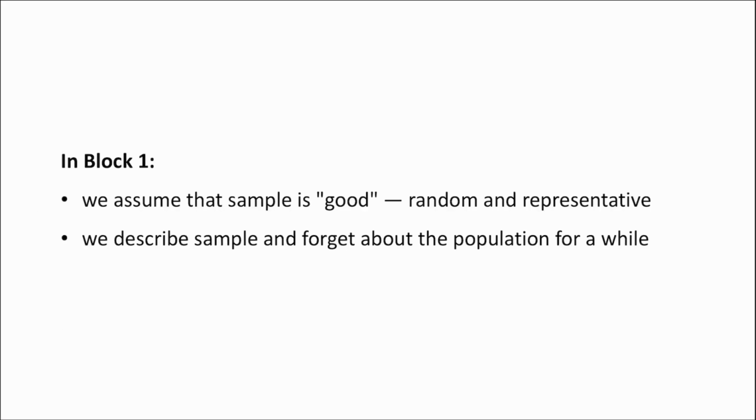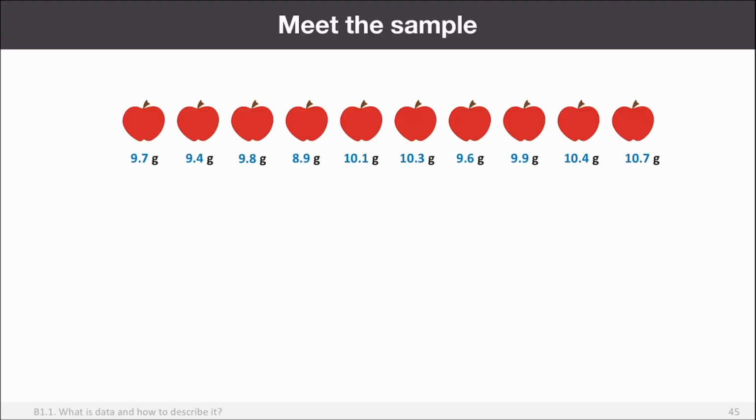So once again, in this block, we assume that our sample is good enough, so it means it's random and representative. And we describe the sample and forget about population for a while. So our goal is to summarize the information we have about our sample. Now let's meet the sample.